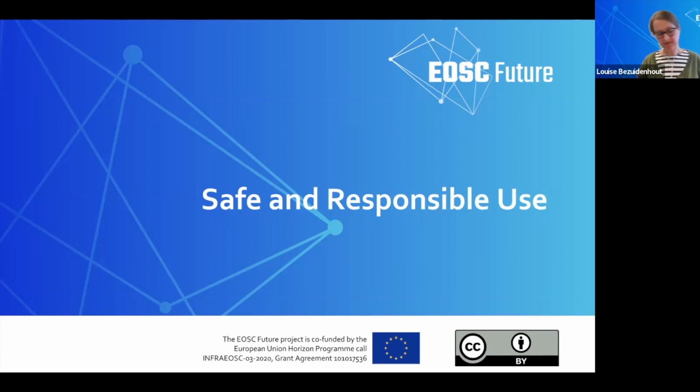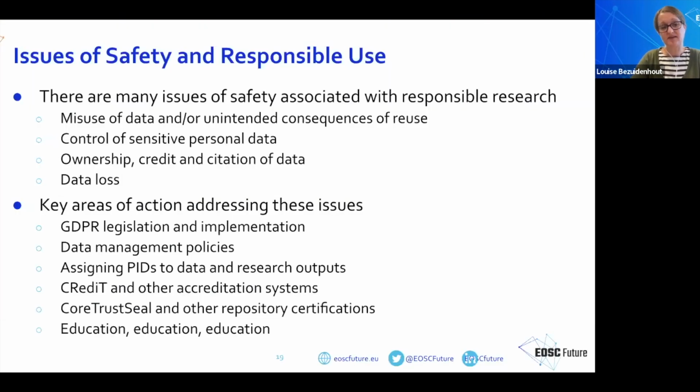Okay, so as I said, there are two topics that I wanted to really spend a bit more time on, and the first was safe and responsible use, and our colleagues have already anticipated that, and the second one is equitable access. So just to talk about safe and responsible use a bit more, there are obviously a huge amount of issues to do with safety and responsible use in responsible research. We see this coming up over and over again in conversations, concerns about the misuse of data or the unintended consequences of reuse, issues to do with control of sensitive personal data, issues to do with ownership, credit, and citation of data, and issues to do with data loss.